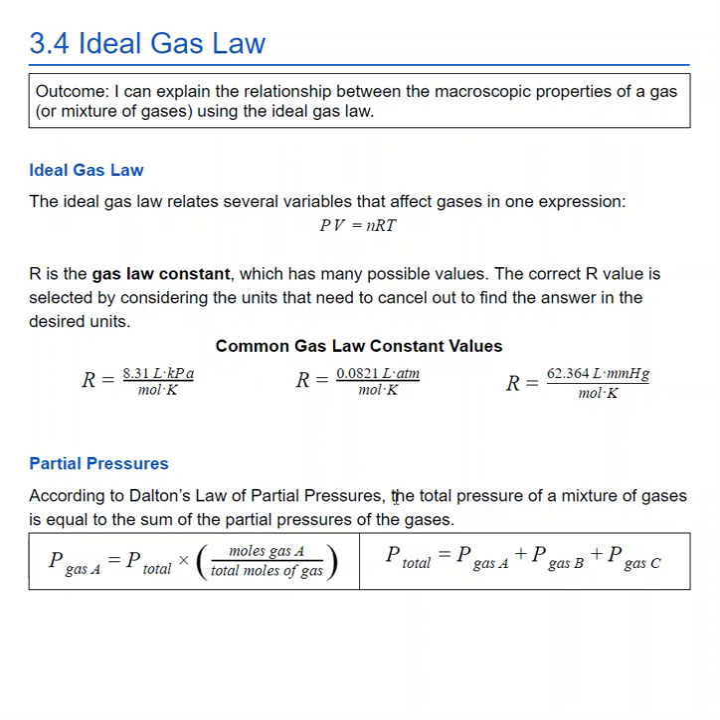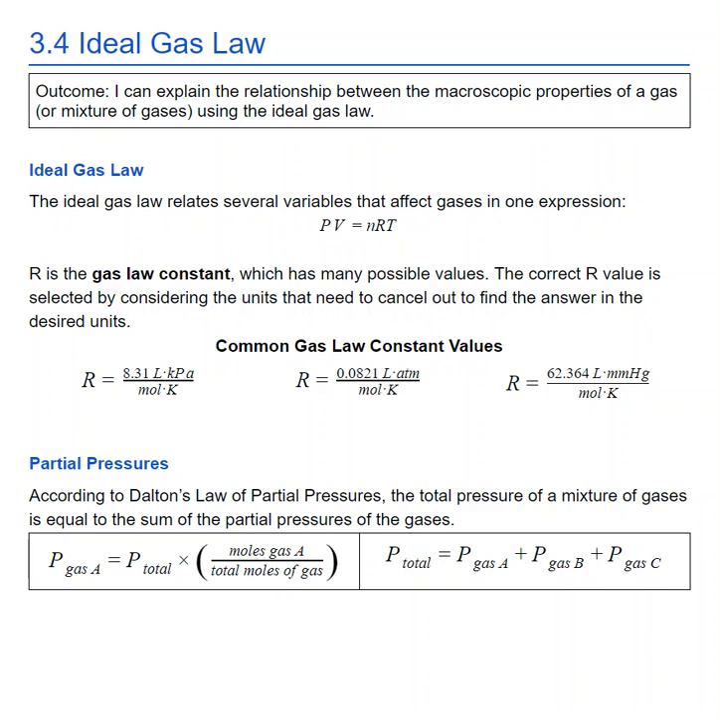This is 3.4 Ideal Gas Law. Our outcome is I can explain the relationship between macroscopic properties of a gas or a mixture of gases using the ideal gas law. So the ideal gas law relates several variables that affect gases into one expression.